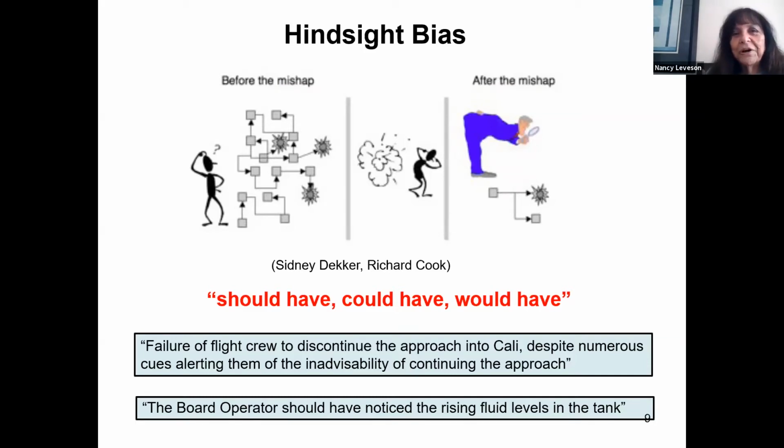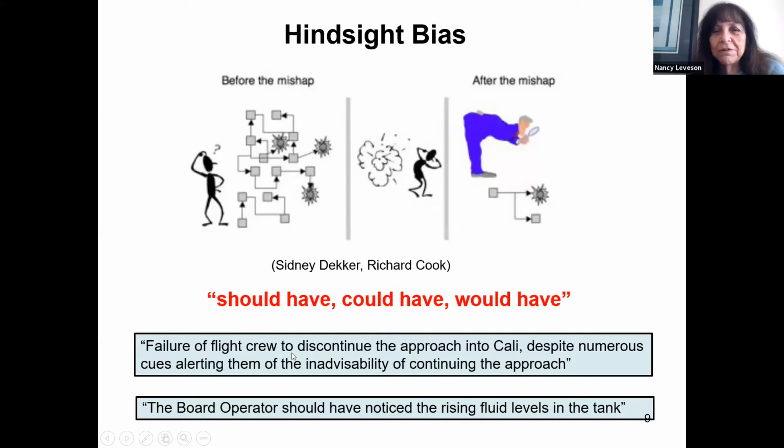This little cartoon was either Sidney Dekker or Richard Cook came up with this originally. I want to give them credit, but both of them are not sure who did it first. But before the mishap, everything's very complex. All this stuff happening is not clear at all. And then all of a sudden you have a mishap, and afterwards it's very clear what happened. And hindsight bias is usually easy to spot.